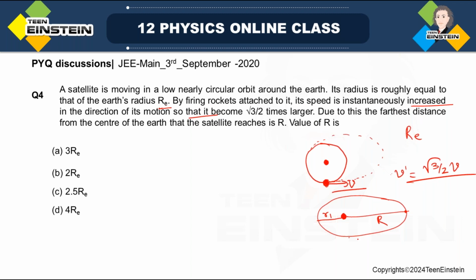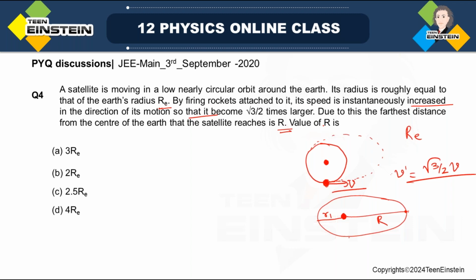Due to this, it will move this side, and the path will be somewhat elliptical, and say it reaches up to r distance from the center of the earth. This is the distance from the center of the earth that the satellite reaches up to, r. Then you have to find out the value of r.